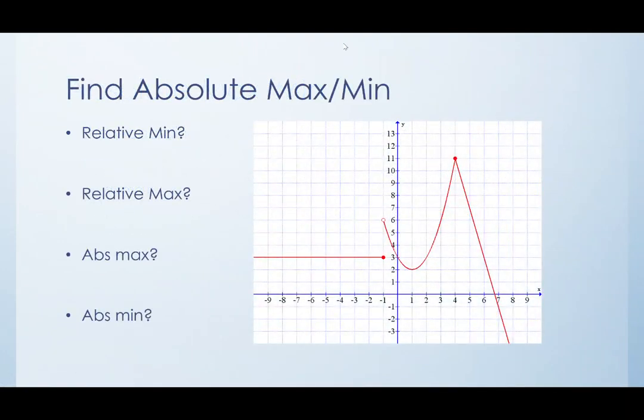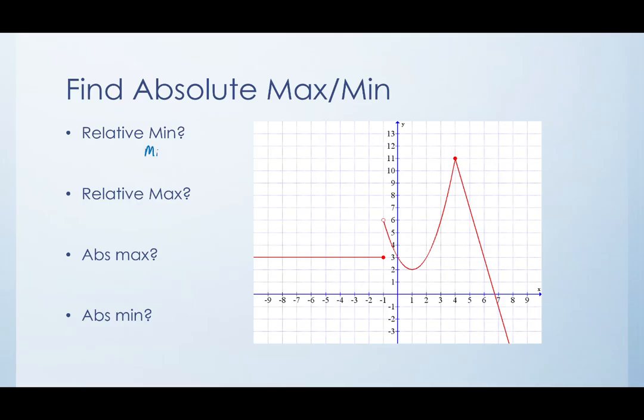Okay, so we're looking at this. We've already looked at this one and seen the relative mins and the relative maxes. So we have a relative min of about 2 at x equals 1. We have a relative max of 11 at x equals 4. So where's the absolute max? Well, the highest point on the graph is actually that same one. So our absolute max is y equals 11 at x equals 4.